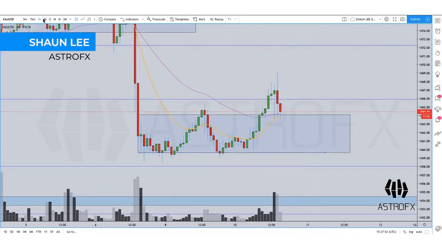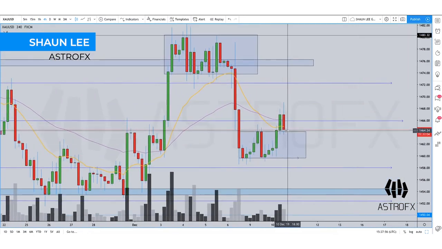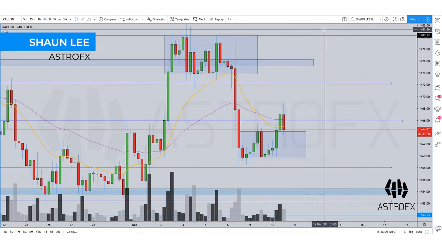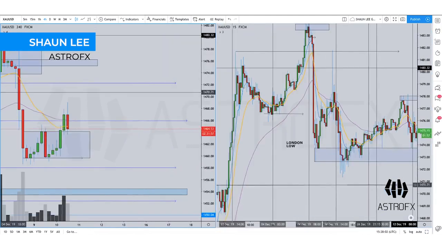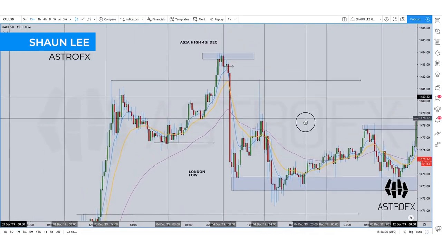And again, it all ties into what closure we have on the 4-hourly. If gold does decide to revert to upside momentum, we have our areas and our targets which gold could meet. Now let's look at this.